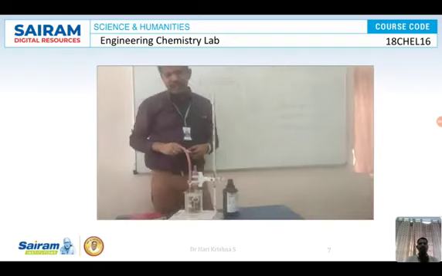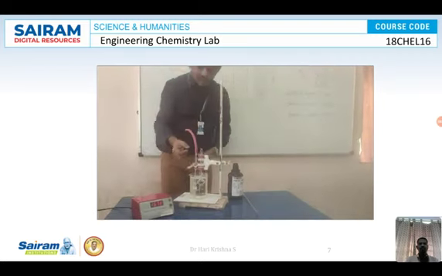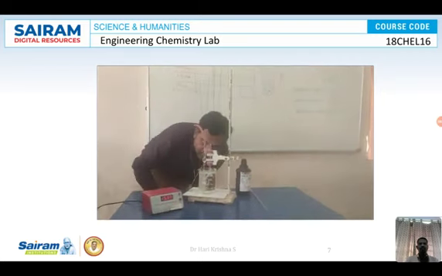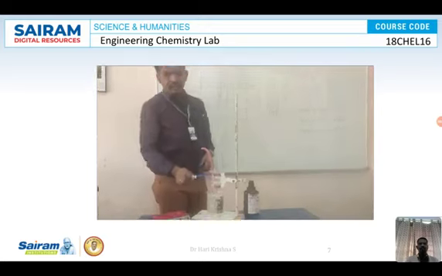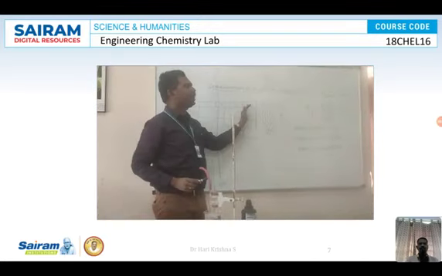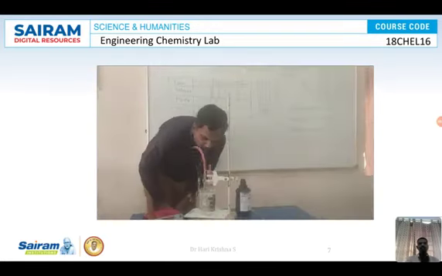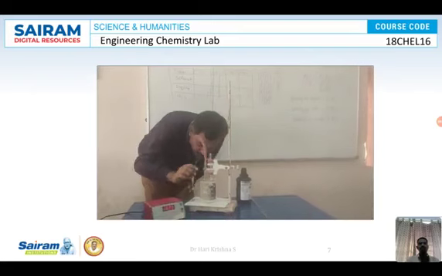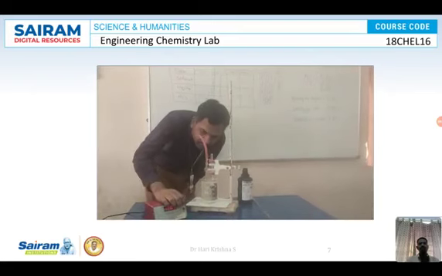So now we measure the time taken for the liquid to flow from the given point in the upper limb to the lower limb. We are going to repeat this 3 times and take the average. Once it is done, we are going to wash with water. This is over. We are going to stop.